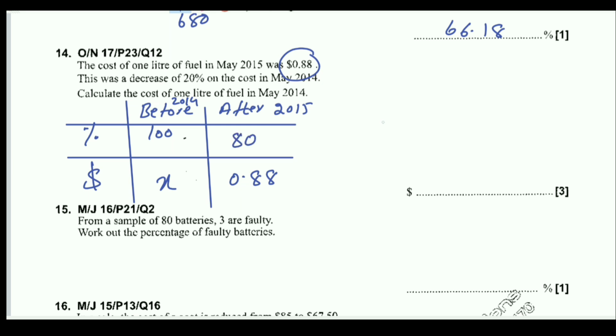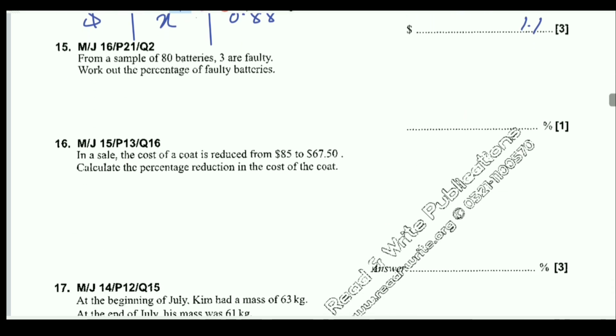So now simply do cross multiplication. 80x is equal to 0.88 multiplied by 100, which is 88. X is equal to 1.1. 1.1 will be your final answer.